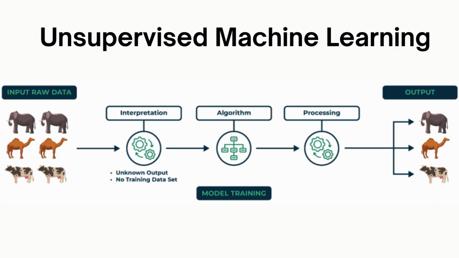The model begins by interpreting patterns, grouping similar data using algorithms and processing techniques. It identifies similarities and forms clusters. For example, grouping all elephants together, camels together, and so on, without being told what each group is. Finally, the output is structured or clustered data, a key feature of unsupervised learning.